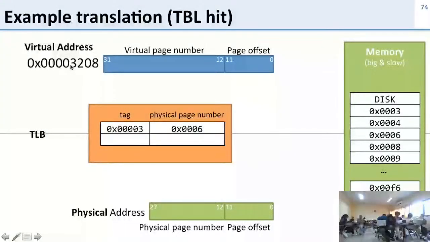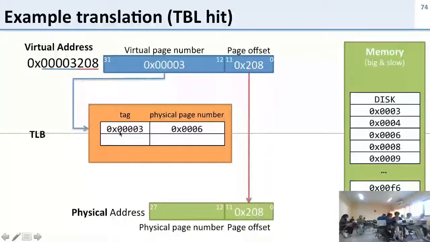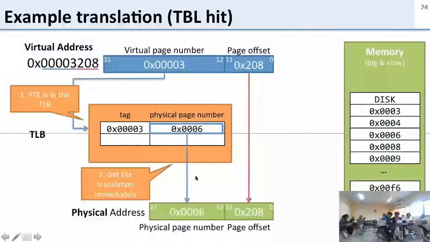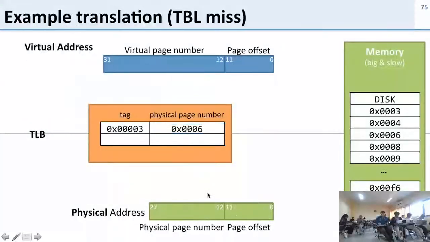So here's our virtual address 0003208. Again, we've got a page offset and a virtual page number. Page offset goes straight through. The virtual page number is going to go look up in the TLB. This time we're going to have a hit in the TLB because we actually have an entry for this. So we'll get the translation immediately. This is the best case. We found our virtual page in the TLB, and we immediately got a physical translation.